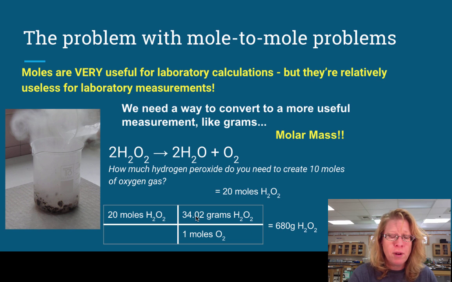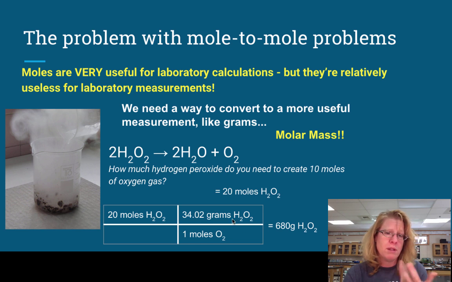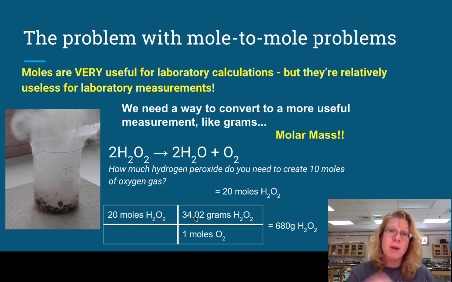Where'd the 34 come from? Remember, oxygen weighs 16 each, so 16 plus 16. And then you've got H2, which is 1 and 1. So that's where the 34 comes from. It's the periodic table masses all summed up. And then you multiply across. So 20 times 34.02 gives us approximately 680 grams.